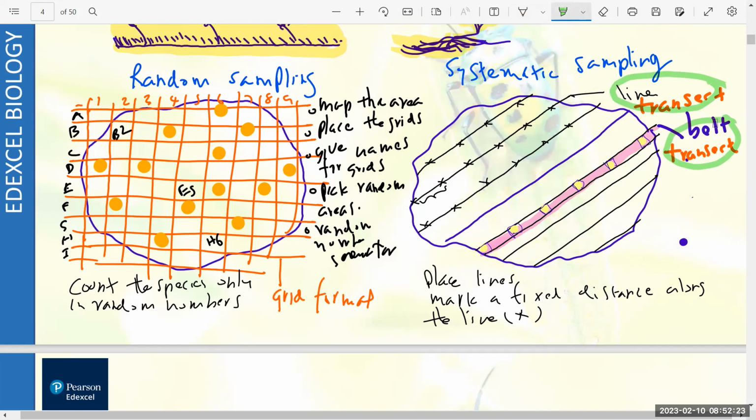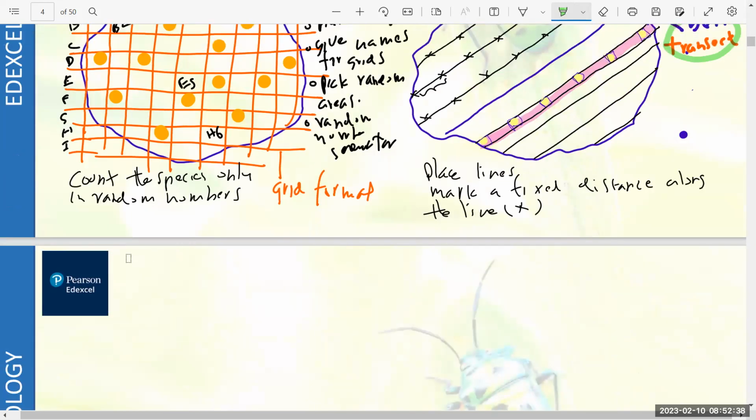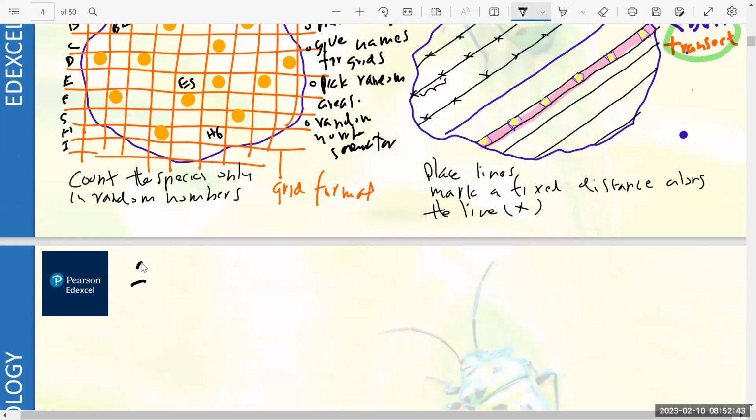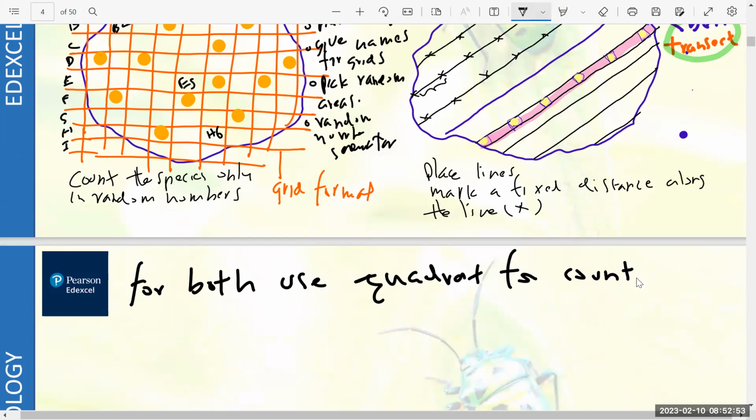Then once I complete this kind of ecosystem for random sampling and this kind of ecosystem for systemic sampling, I use only one method for counting. What is the method of counting? I use a quadrant. For both, use quadrant for counting. For both, meaning this and this.